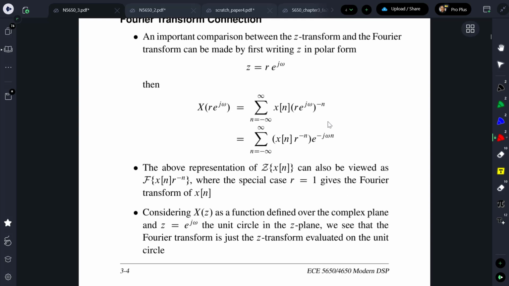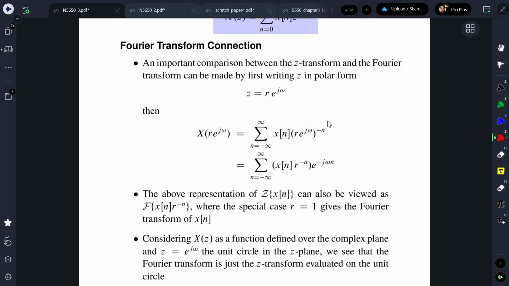So how is it connected to the Fourier transform? Just simply put yourself on the unit circle by letting z equal r, which is a radial component or radius of the complex number, times e to the j omega, which is the angle that it takes on. So when we plug that in, we'll have x of r e to the j omega, and then by factoring the r to the minus n out in front, and then having the e to the minus j omega n, it's looking like we're taking the Fourier transform of a new signal, x of n times r to the minus n.